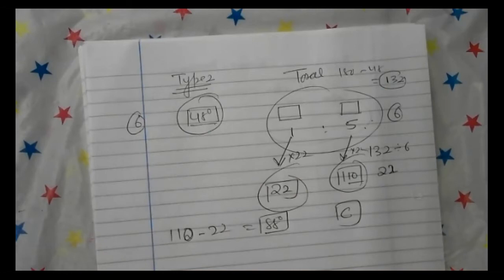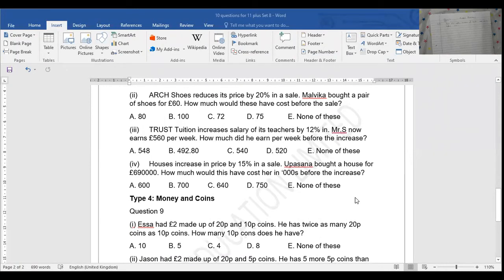Okay, so now we're going to be doing type 3 of this, which is reverse percentage. Let me just share that with you again to show you what these questions are. I'm going to do question number 3 of this. It says Trust Tuition increases salaries of its teachers by 12%. So if it was 100% before, now it's become 112%. And Mr. S earns £560 per week now. So £560 is the new salary, which is 112%, and we're going to work out the salary before.